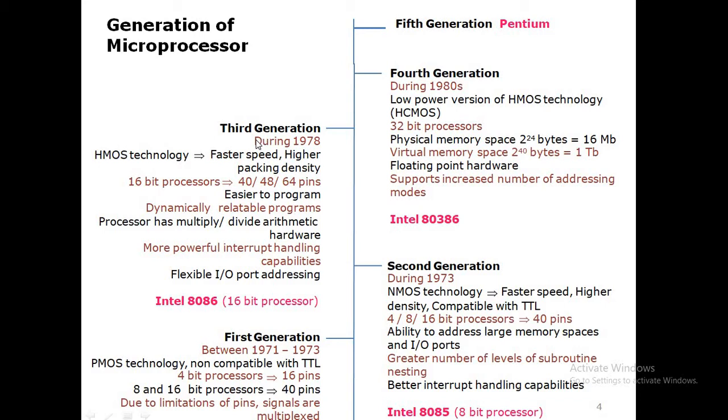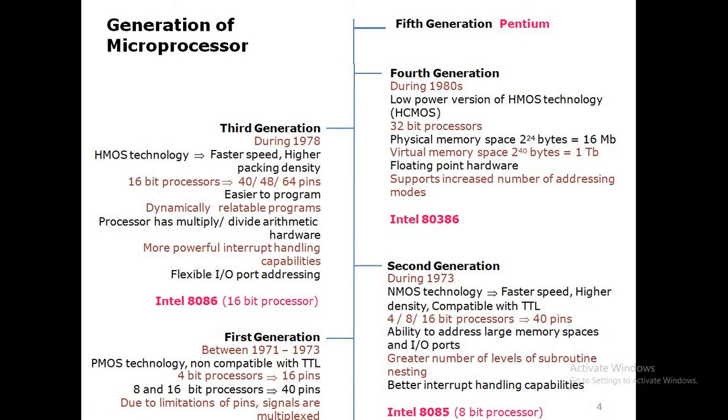Let's come to the third generation, which came during 1978, which uses HMOS technology. So HMOS technology provides faster speed and higher packing density. The third generation processors are 16-bit processors, available with 40 pins, 48 pins as well as 64 pins. It is easier to program. It has dynamically relocatable programs.